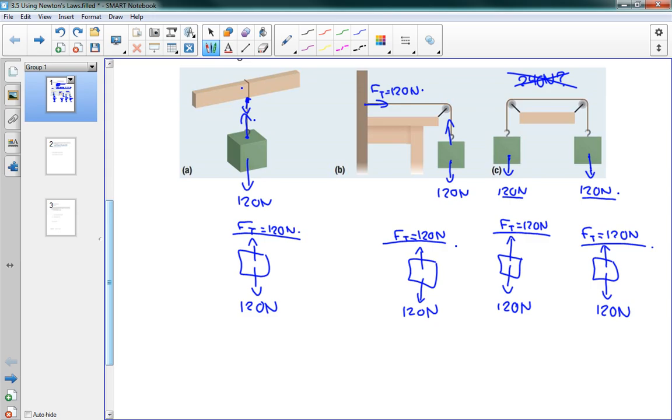Well, no. Because in part A and part B, there was actually two things pulling with 120 newtons as well. It's the same in all three of them. In the first problem, it was the ceiling that was pulling on the string with 120 newtons. And in the second one, it was the wall pulling on it with 120 newtons. In the third one, it's one of the other masses. But in all three cases, the forces are all balanced.